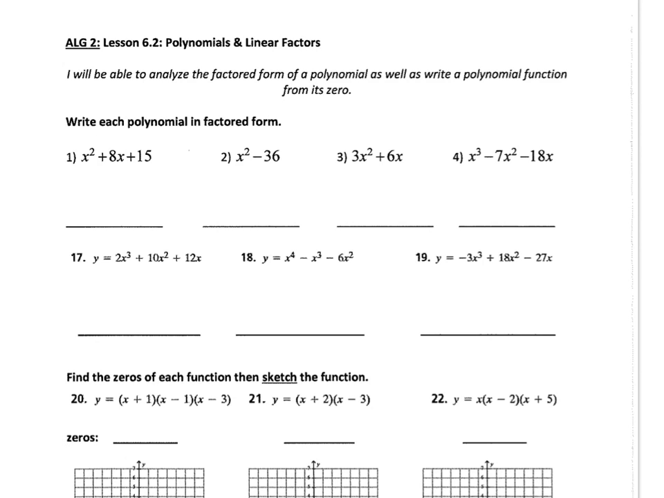Let's look at more characteristics of polynomials and look at their graphs and their zeros. In order to find the zeros or the x-intercepts of a polynomial, sometimes you need to factor it. So let's go back to practicing factoring here. This factors into x plus 3, x plus 5.